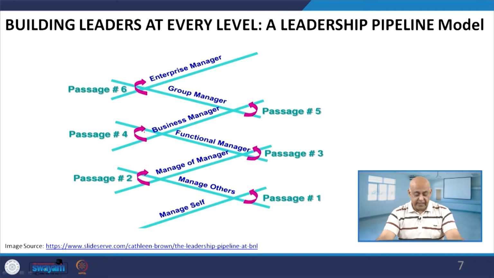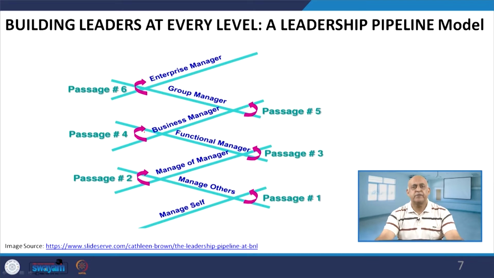When you are managing others, managers, how can we manage the managers? Because that will require fundamentally more absorption. Then the functional managers will be converted into business managers. Then there will be the group manager, and then there will be the enterprise manager. So building leaders at every level, right from managing the self as a leader to the enterprise level manager or leader, is required.